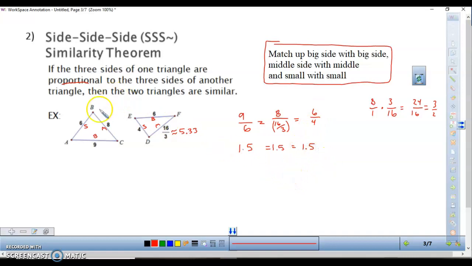So you'll see every single pair of sides in this triangle to this one. All right, I got 3 sides of this triangle proportional to 3 sides of this triangle. Therefore, they are similar. So my similarity statement, just be very careful.